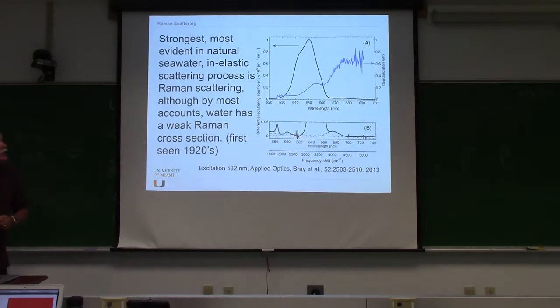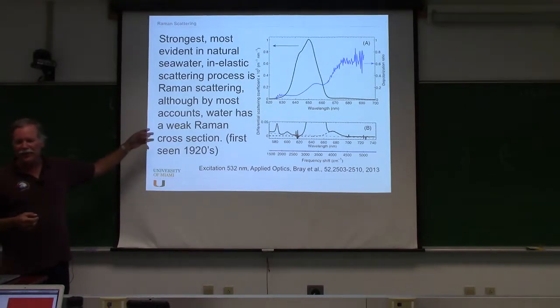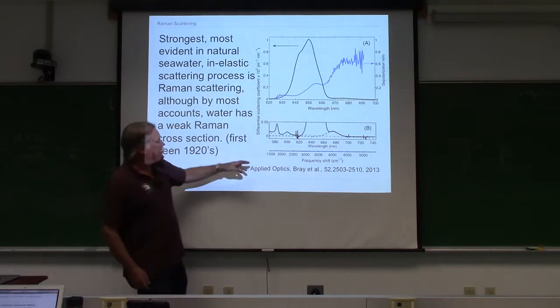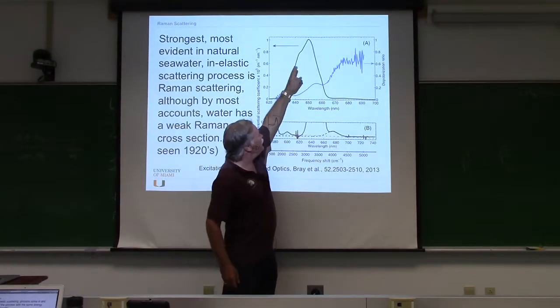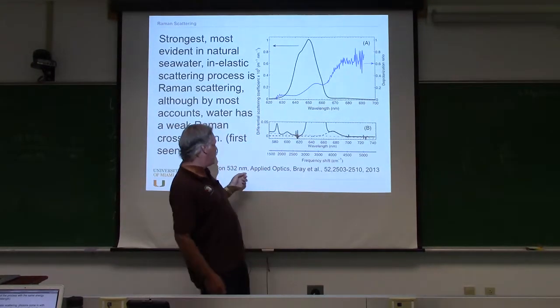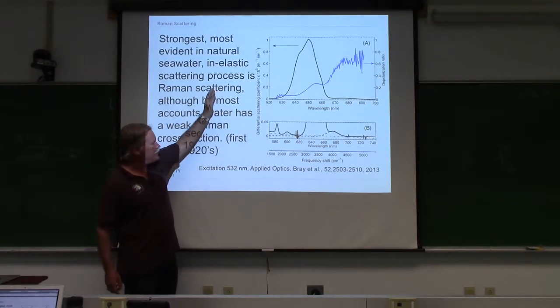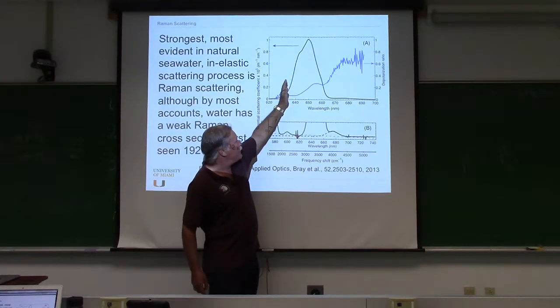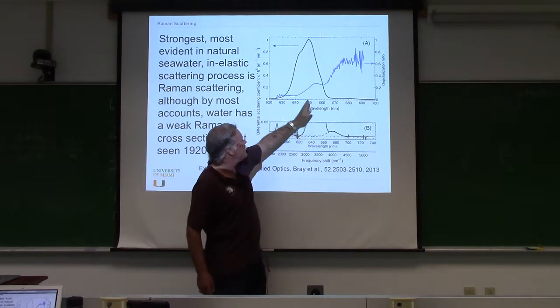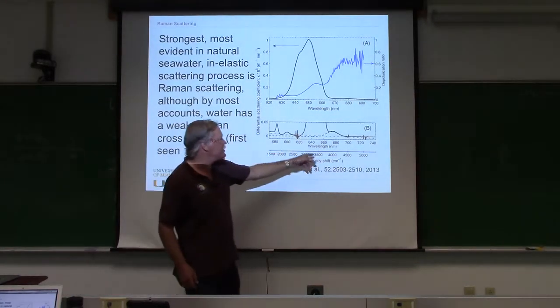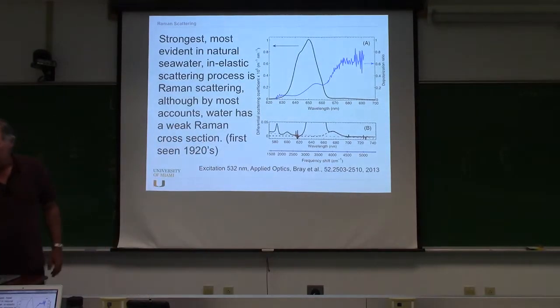The strongest inelastic scattering process in water is Raman scattering, even though, compared to a lot of other materials, the Raman cross section in water is pretty small. This is showing the emission at 650 nanometers for an excitation at 532 nanometers. So light coming in at 532 nanometers will shift and emit at 650 through this Raman process. This describes a frequency shift. I'll talk about that more in a second.